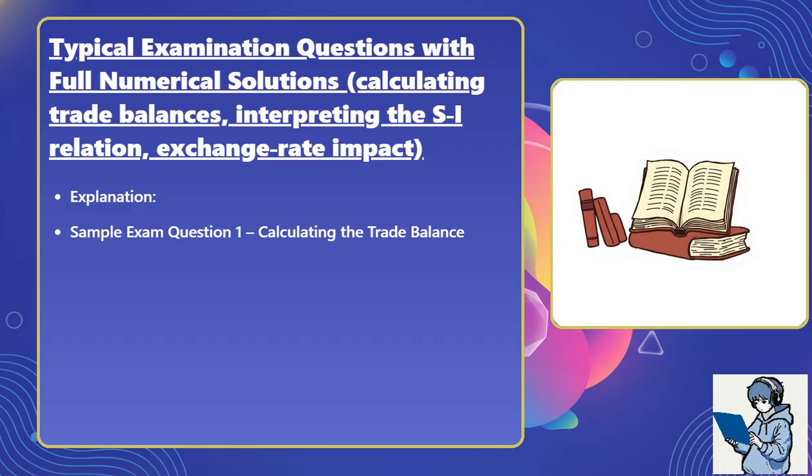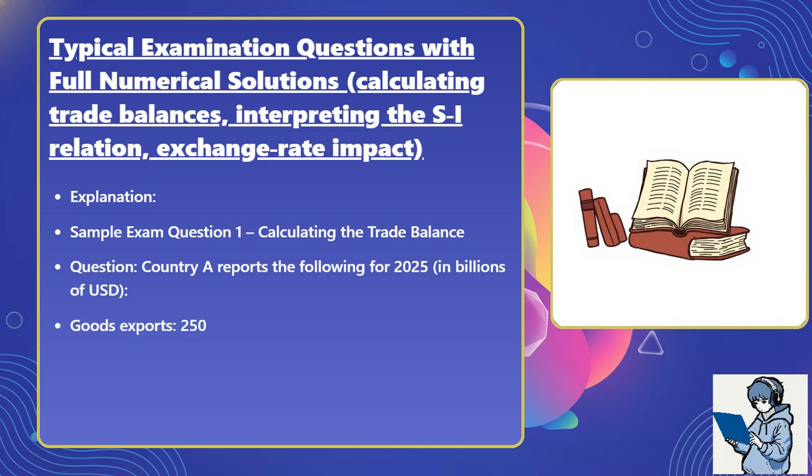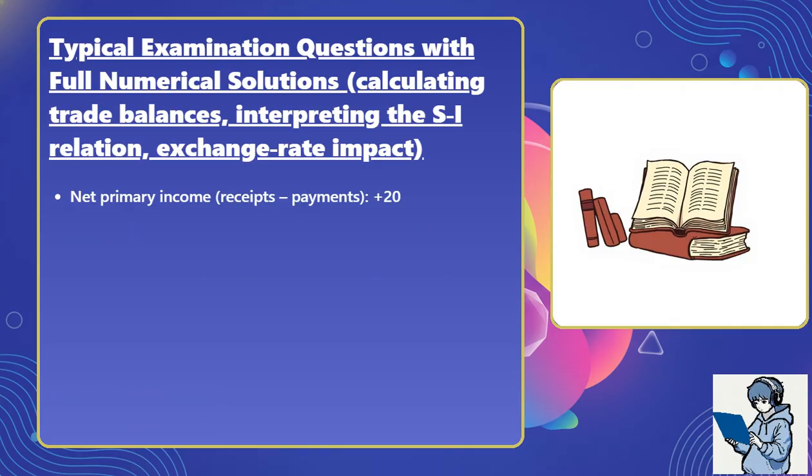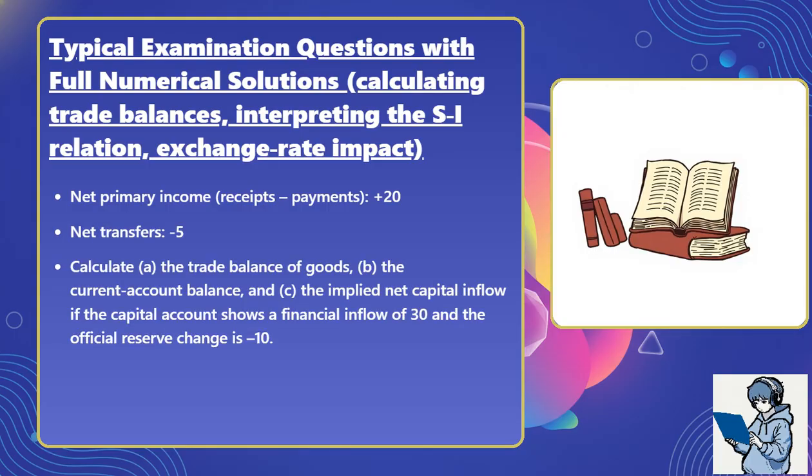Explanation. Sample exam question 1, calculating the trade balance. Country A reports the following for 2025 in billions of US dollars. Goods exports 250. Goods imports 300. Services exports 80. Services imports 40. Net primary income, receipts minus payments, plus 20. Net transfers minus 5. Calculate A, the trade balance of goods, B, the current account balance, and C, the implied net capital inflow if the capital account shows a financial inflow of 30 and the official reserve change is -10.